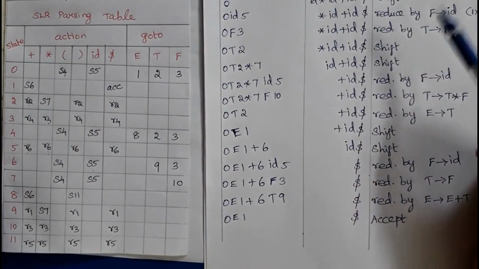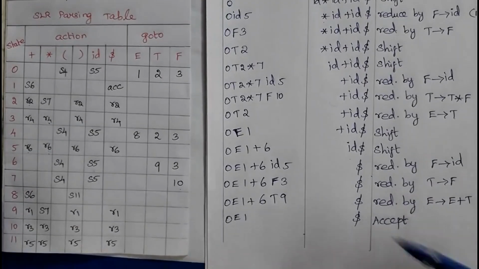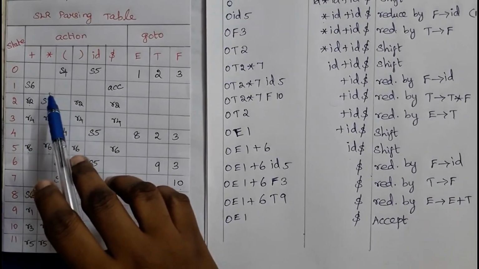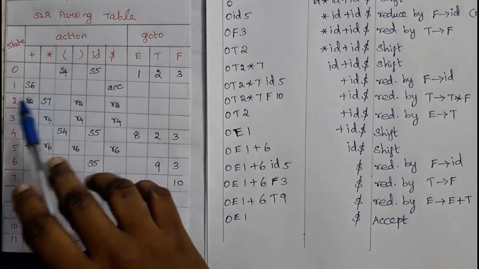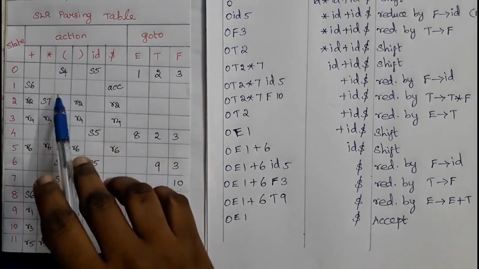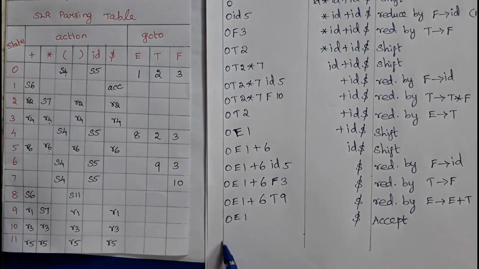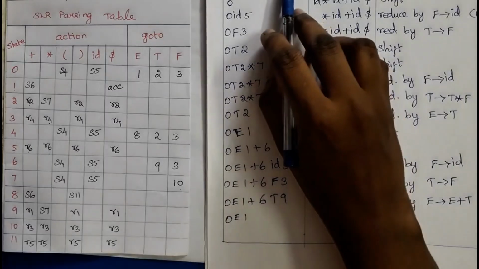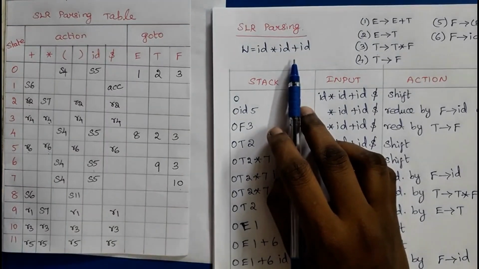So the actions are shift, reduce and accept. Sometimes we may have to refer to the blank entry. In that case we need to write error. That is, the input string has some syntax error. So the parser cannot parse the input string.